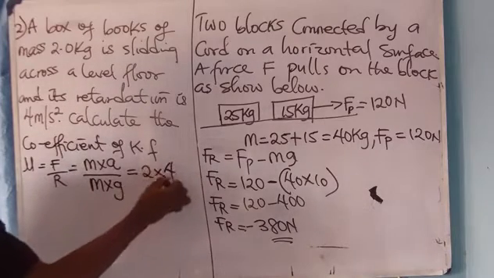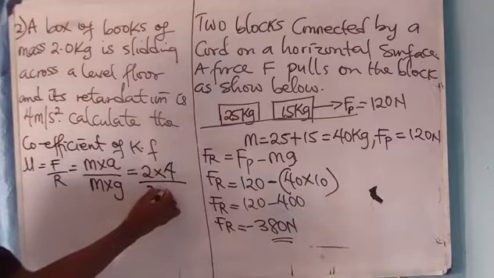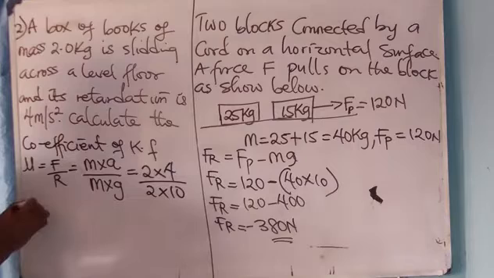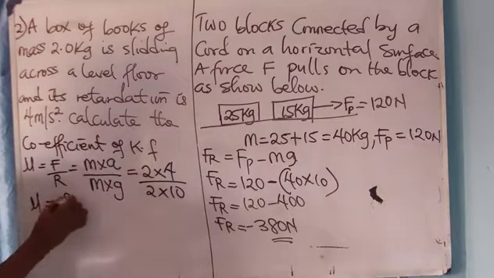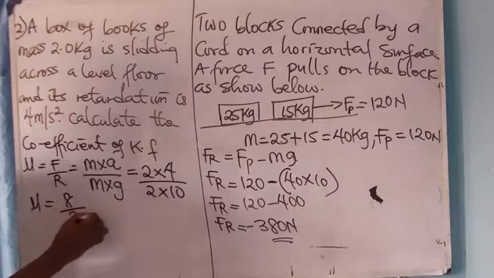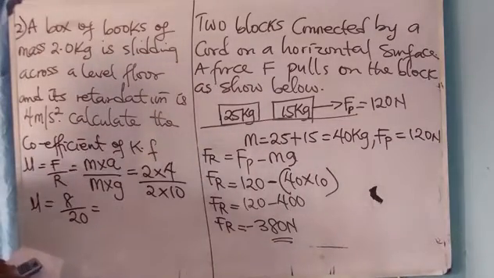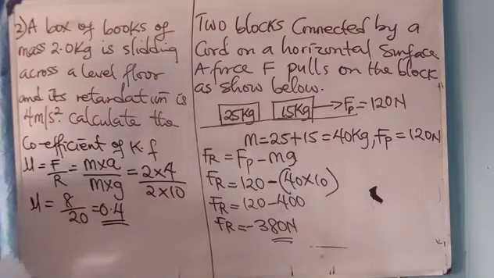Then the mass is 2, times 10. Which means I now have 8 divided by 20, which equals 0.4. So this is the final answer.